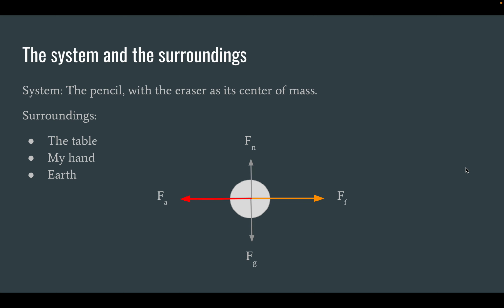So now I explain the system and the surroundings. The system was the pencil, with the eraser as its center of mass, and the surroundings were the table, my hand, and Earth. The red arrow indicates the force applied by my hand. The orange arrow indicates the force of friction, which opposes motion. The upward arrow indicates the normal force exerted by the table to oppose the force of gravity.